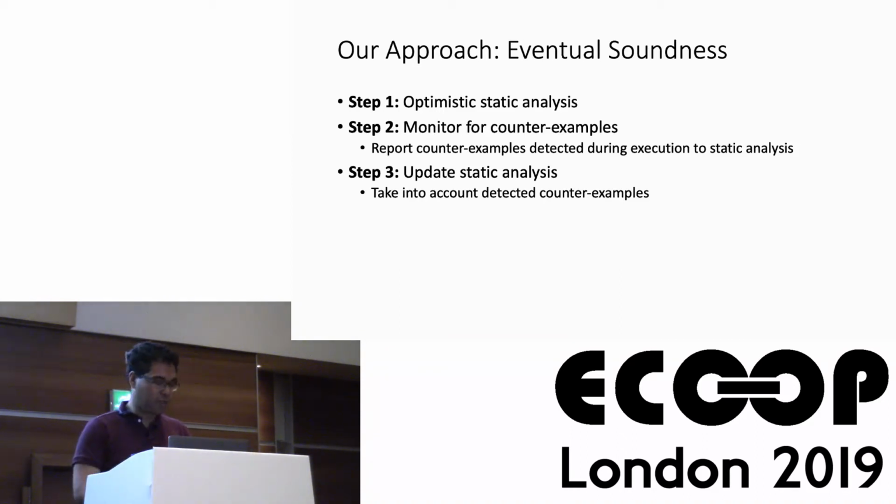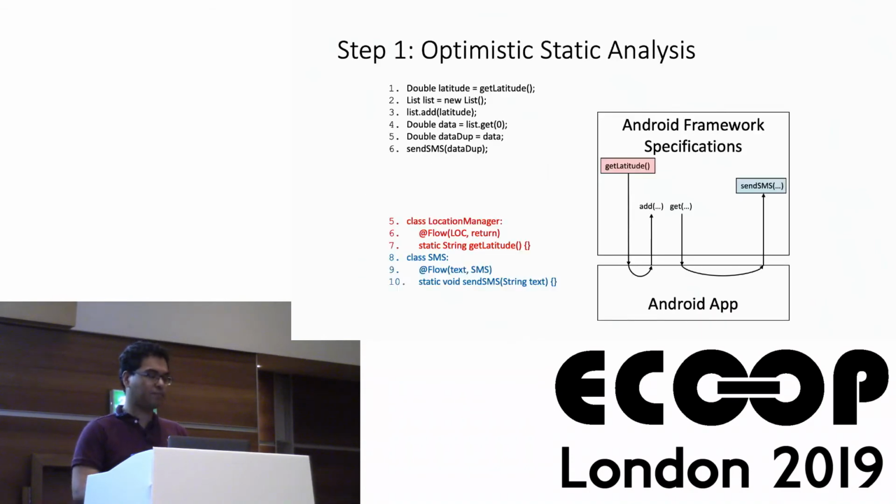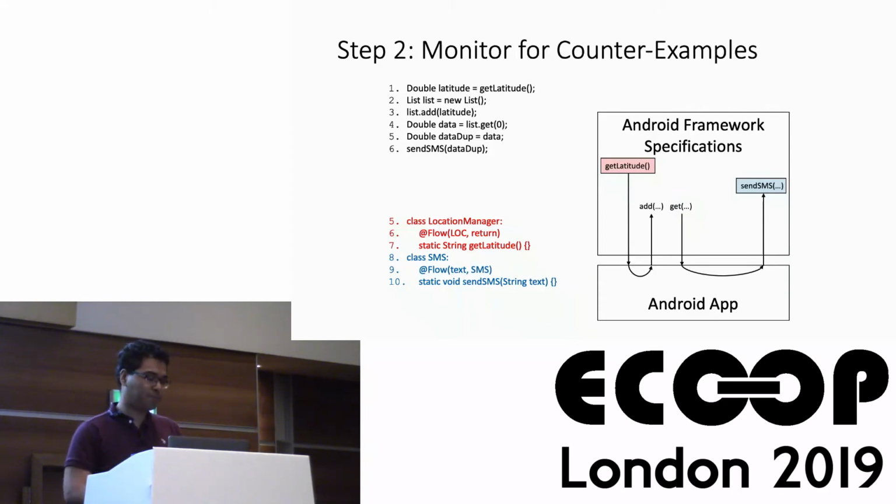So I'm going to go through each of these steps in a bit more detail now. So first, the optimistic static analysis. It's the same thing as what I described before. Basically, we just run the static analysis where we optimistically assume that missing specifications are no ops. So in this case, we're not going to be able to find the source sink flow.